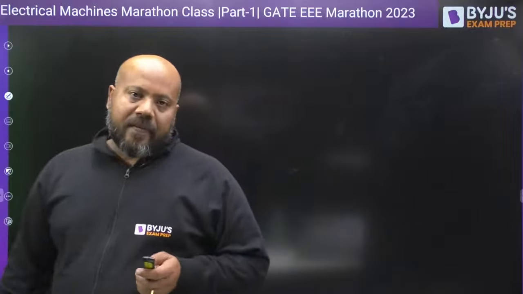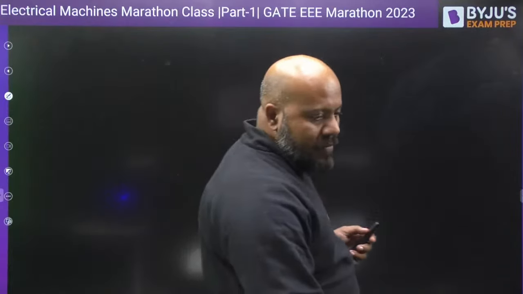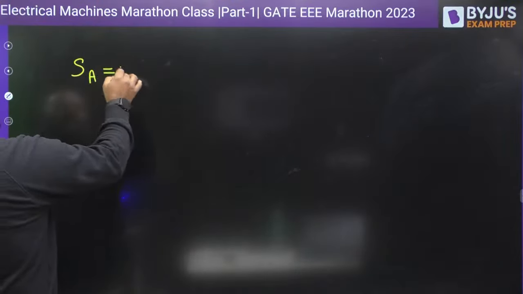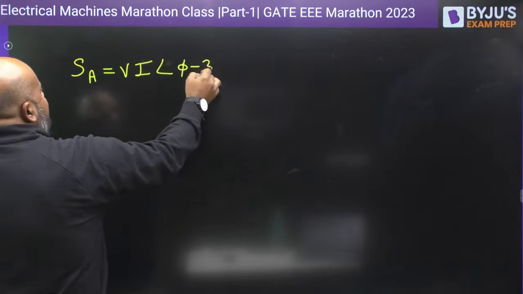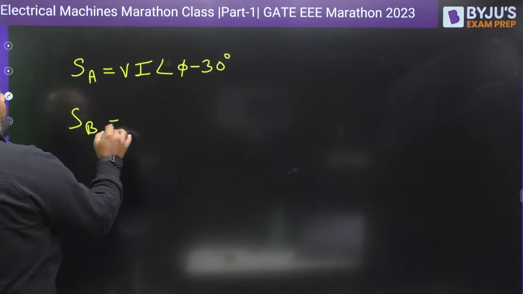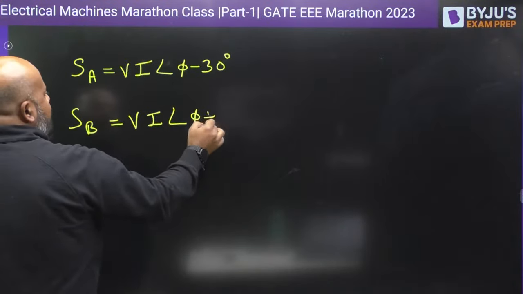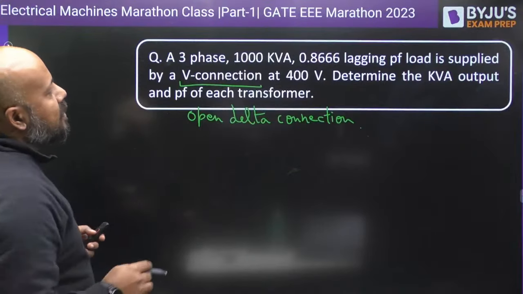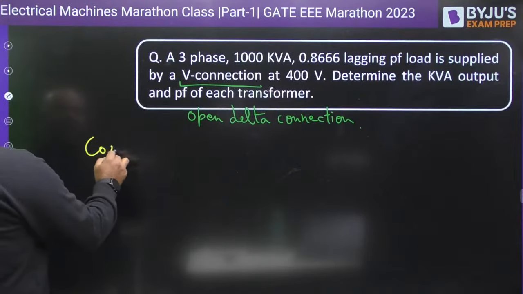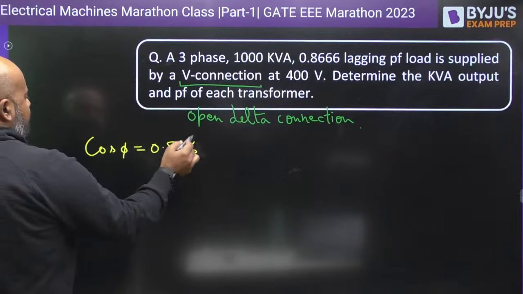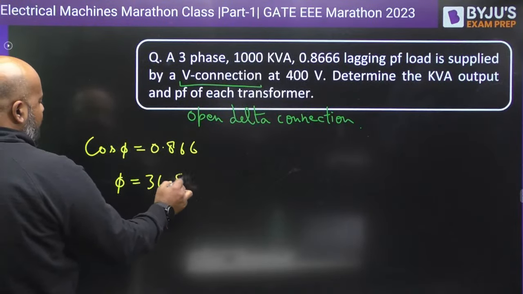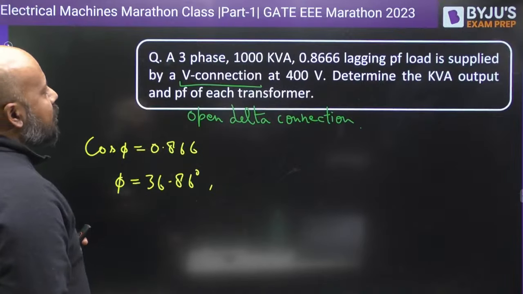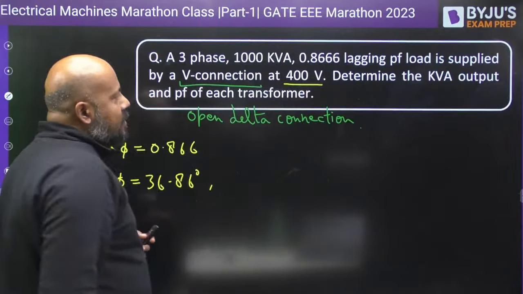Now if you want to write the A phase and B phase powers, you can write it as VI angle phi minus 30, and for B phase it is VI angle phi plus 30 degrees. Now phi is given in the problem. Phi is 0.866 lagging, so cos phi is 0.866, and you know what phi is. You know the voltage also. Voltage becomes 400.